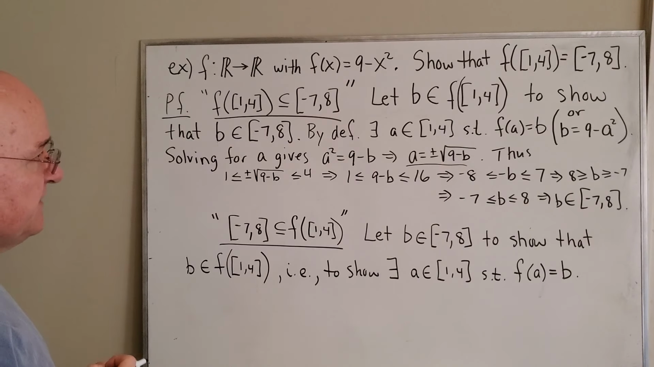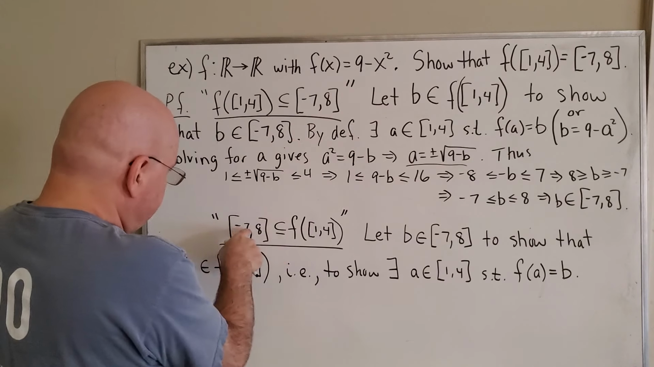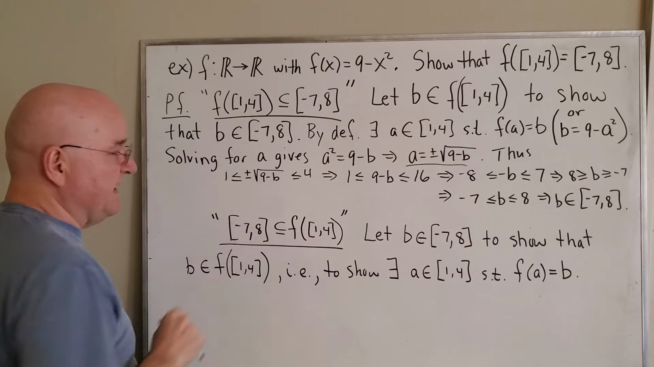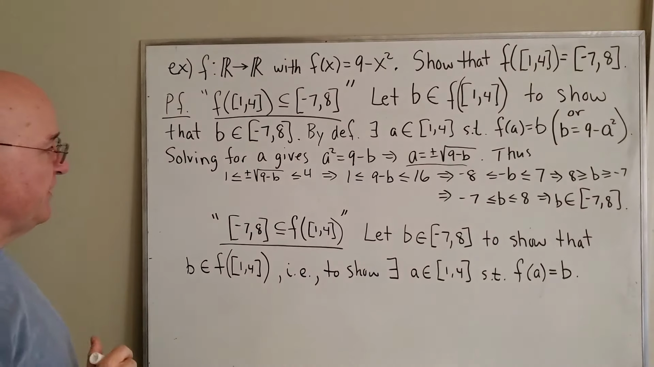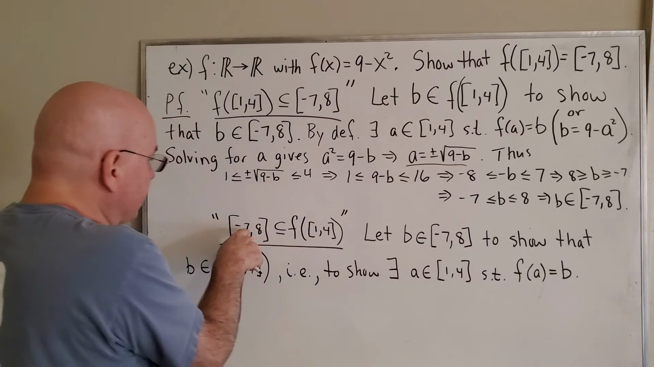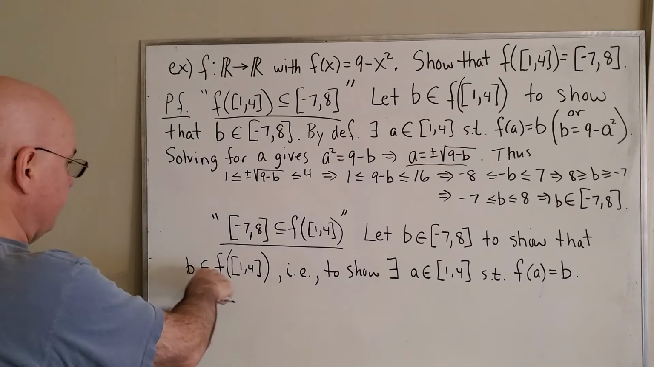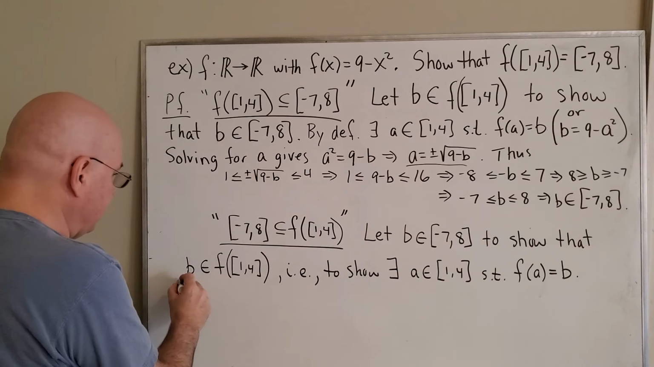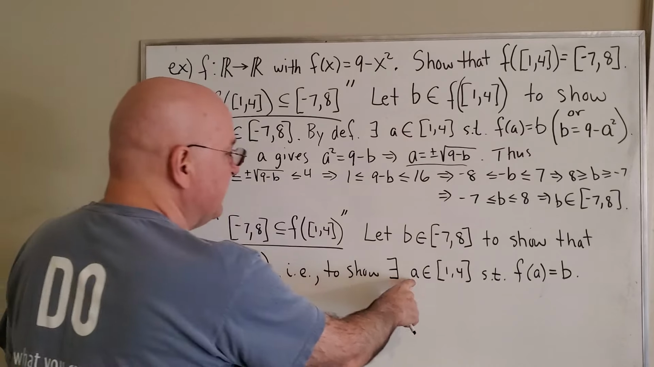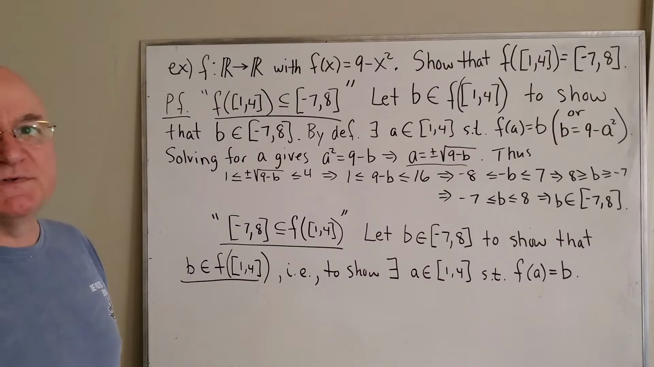Now let's go the other direction. We're going to take an element in [-7, 8], and we're going to prove that it's an f of the interval from 1 to 4. So as above, let b be an element in this, and we'll prove that b is in that. And what does that mean? What are we going to show? That is, we need to show that there is an a in [1, 4] such that f of a equals b.